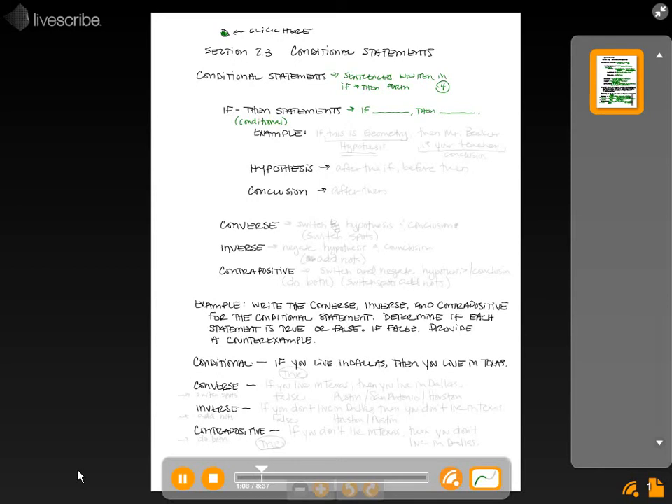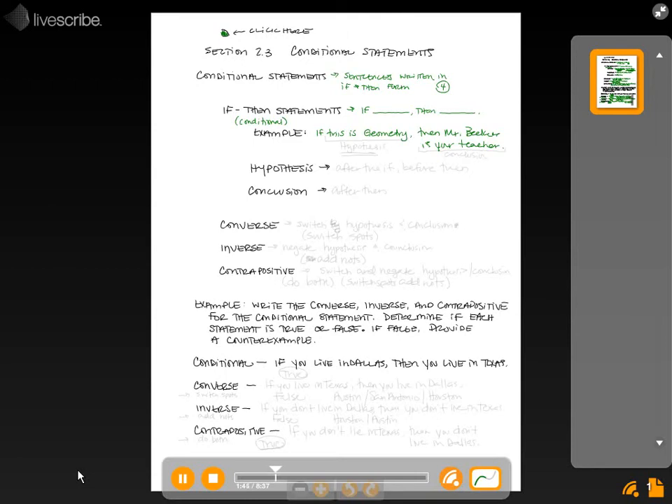Okay? An example would be if this is, let's see, if this is geometry, then Mr. Beckers is your teacher. Okay, that's a basic if-then statement. If something happened, then something else should. Okay? We'll talk about whether that's true or false here in a minute. That'll be our example at the bottom. But that's just an if-then statement.